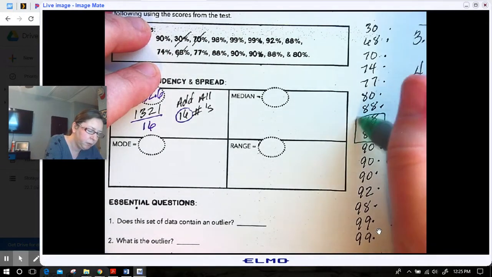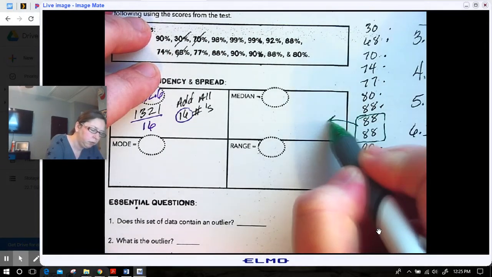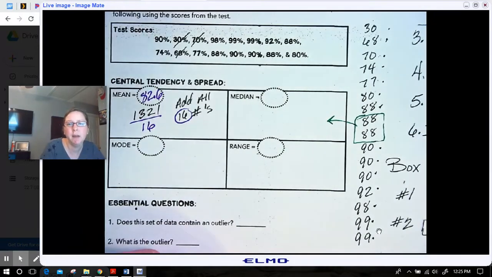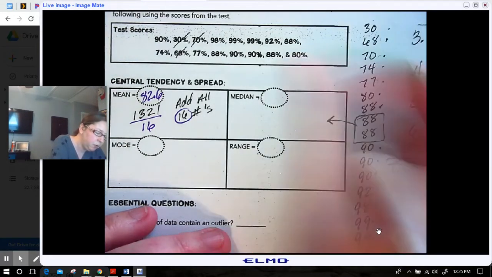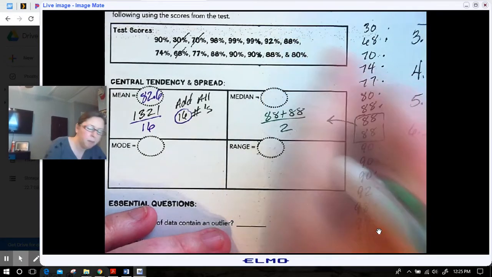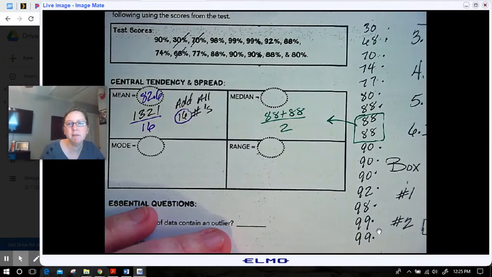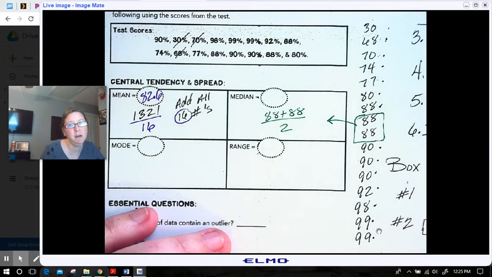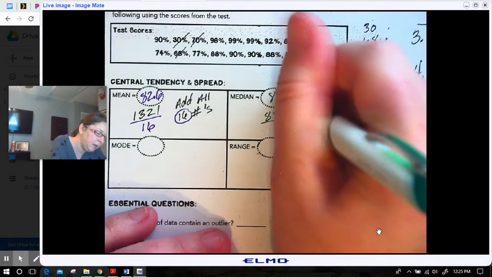These are my two middle numbers. Now they happen to be the same number, but if they're not the same number, what you would do is add them together and divide by 2. And in this case, 88 plus 88 divided by 2 is still going to be 88.